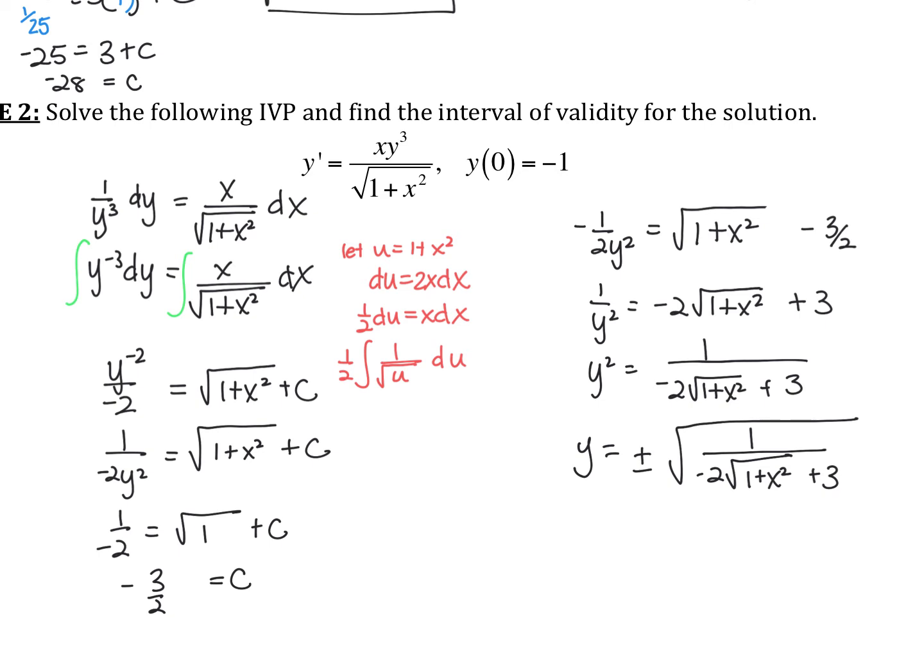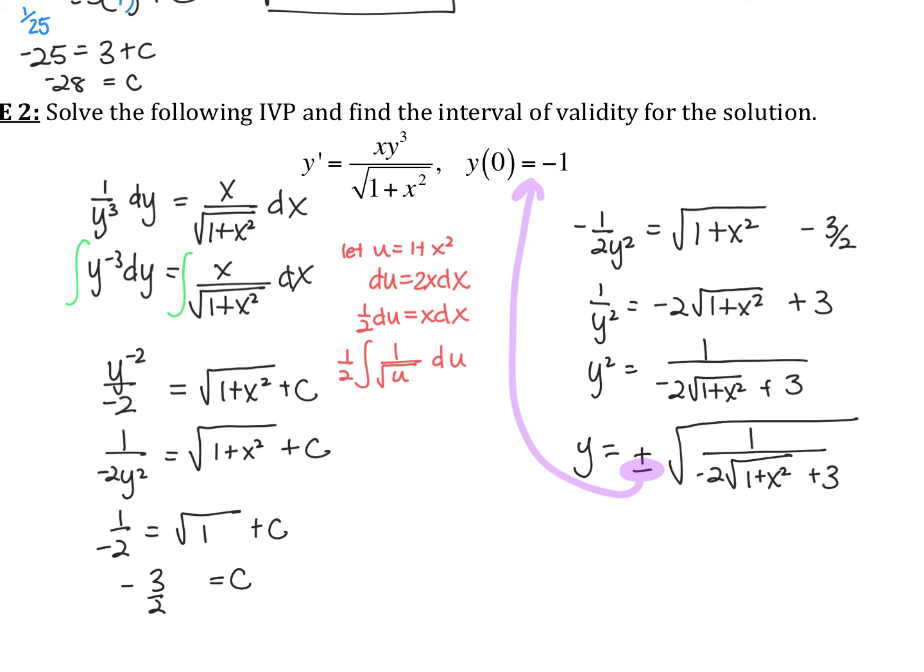Okay. And we're only concerned about, who was it? Was it Sanjana that said that? About the negative? Yeah. Why'd you say negative again? Because y equals negative 1. Right, we're going to choose the negative because of what it equals up here, the negative 1. And then my interval of validity. What would you say?